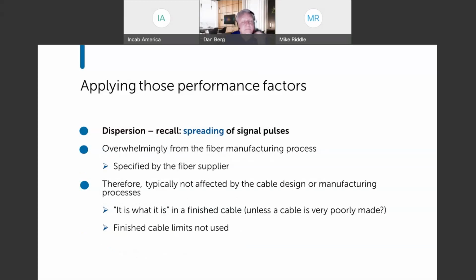Dispersion, the spreading of signal pulses. It's overwhelmingly from the fiber manufacturing process. It's specified by the fiber supplier. In other words, he's telling us he's made the fiber, and here's what the dispersion is in picoseconds per nanometer kilometer. And there's not much we can do about that. With regard to polarization mode dispersion, we have some impact if we've induced stress either during cabling or during the installation. But generally speaking, the dispersion is going to be what the fiber manufacturer gave us.